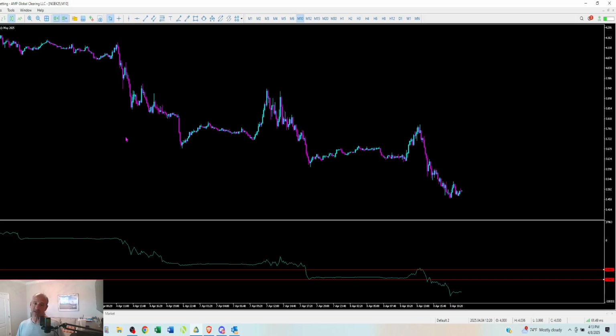But essentially, it does follow price, so it will go down if price is trending down. It will go up if price is pointing up, which is not the same for all of these type of indicators.